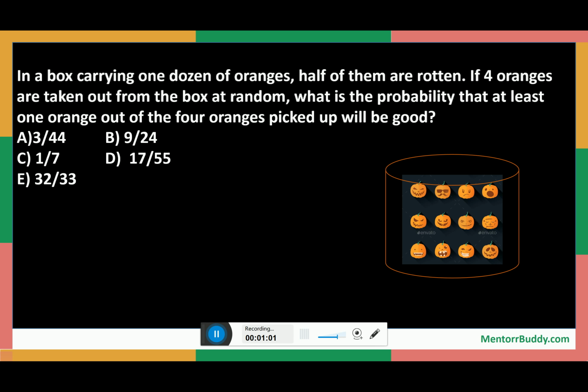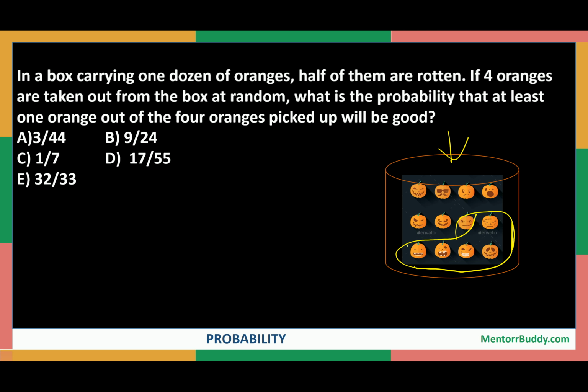Let's suppose in this box, these 6 are the fresh ones, and these 6 are the rotten ones, right? So what has been asked is that simultaneously 4 oranges have been picked. Clear? 4 oranges have been picked. So what is the probability that at least 1 orange out of the 4 picked up will be good?